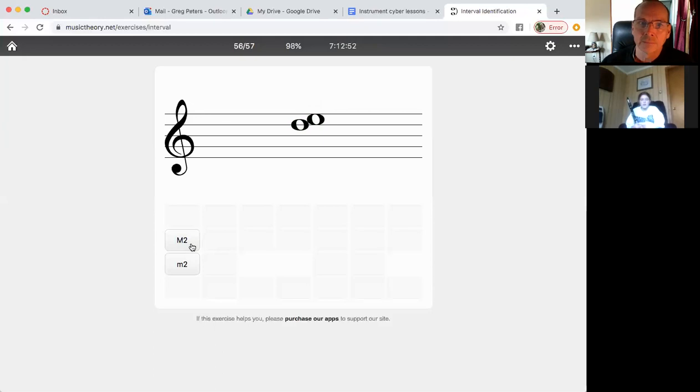Name the notes. A D to an E. Good. It is a what? Major second. Correct. Think out loud for me. A C to a D flat. And it's a minor second. Correct. An E to an F sharp. Major second. Very well done.